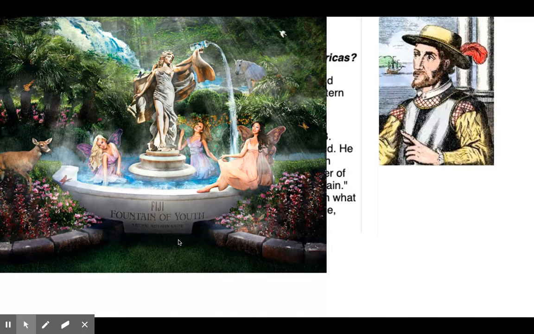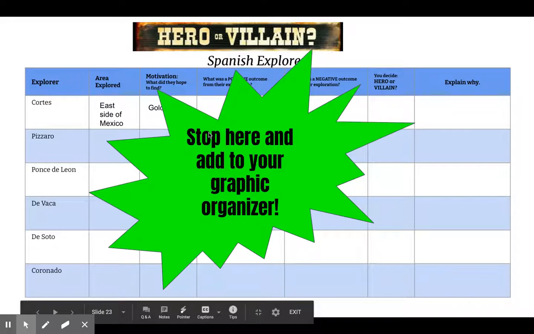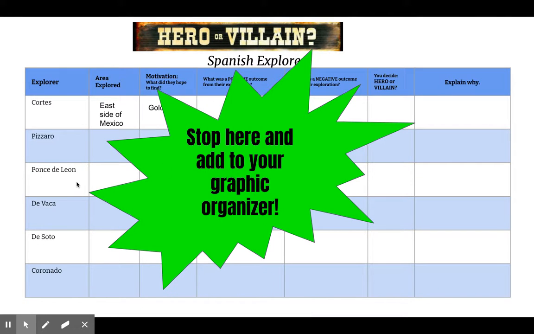Many people think of the Fountain of Youth as being this great big fountain that he was just going to randomly find in the woods that would make you young again. This might have been more of what he found, springs of water that came out of the ground. Now, did he ever actually find the Fountain of Youth? No, because it didn't exist. I'm going to ask you to stop the video and add on to your graphic organizer about Ponce de Leon.